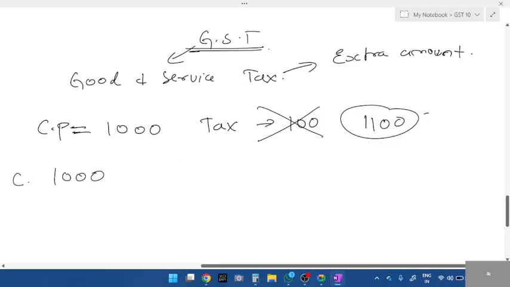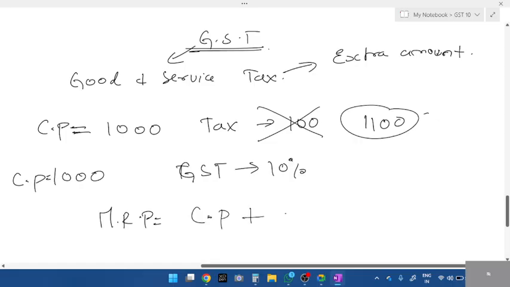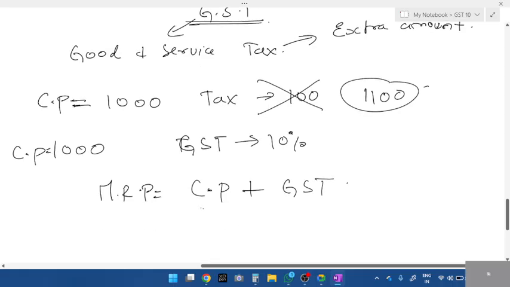Cost price is 1000 and no discount. Tax is equal to GST. GST is equal to 10%. You have to add it. So mark price, MRP, is equal to cost price plus GST. This is the formula: cost price plus GST. Cost price is 1000 plus GST. You have to calculate GST on the cost price. Take 10 divided by 100 into 1000.